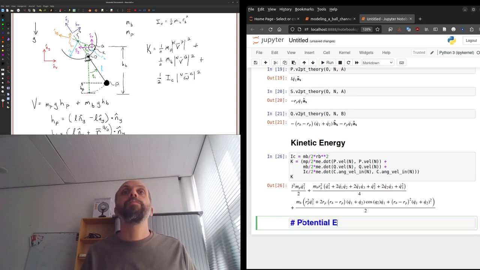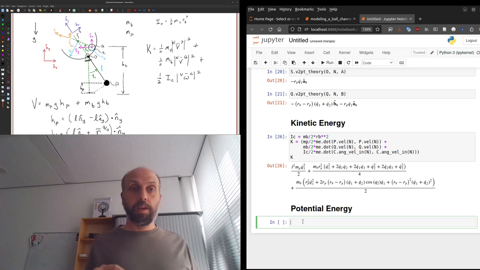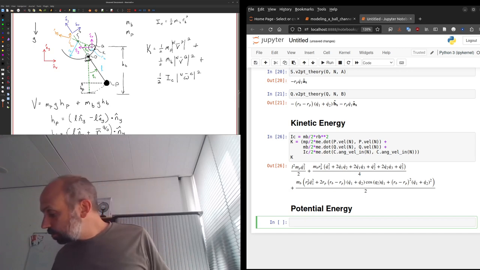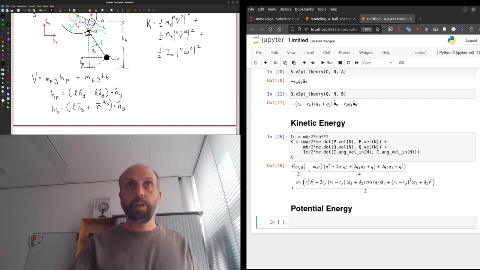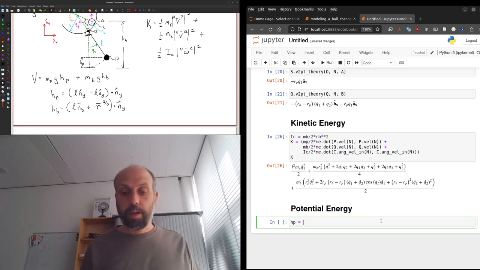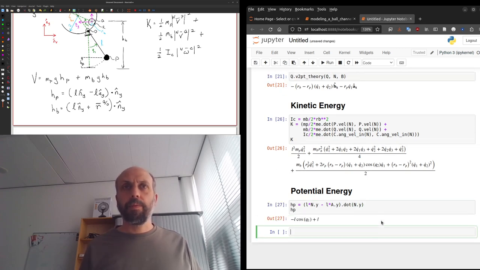Potential energy. In this case, we want to formulate those HP and HB. So we should be able to write those almost identically. I'll do HP first, and we had L times N dot Y minus L times A dot Y. And then we're going to dot all of that with N dot Y just to get the vertical component. And we should get a result here.